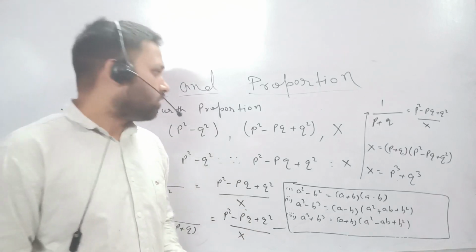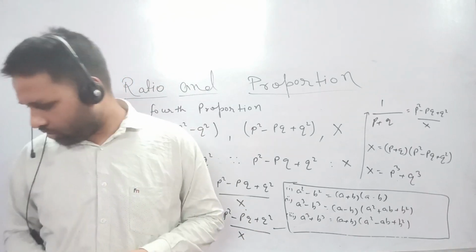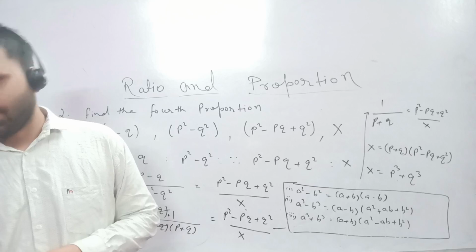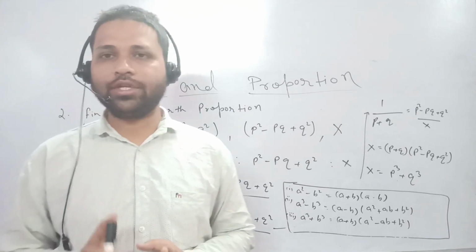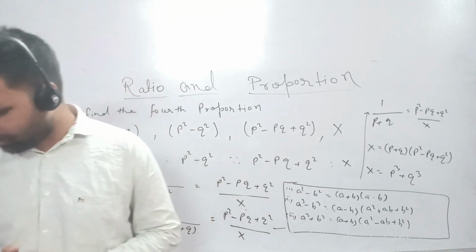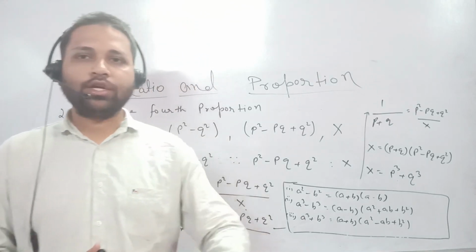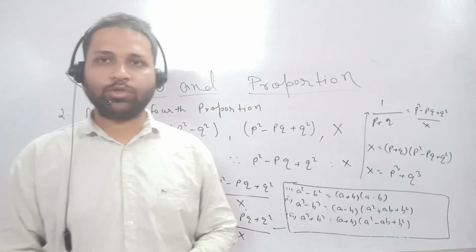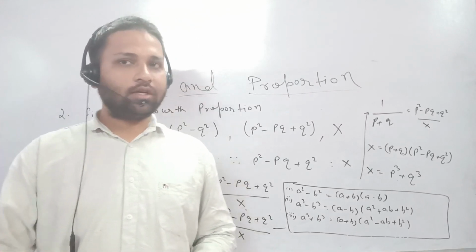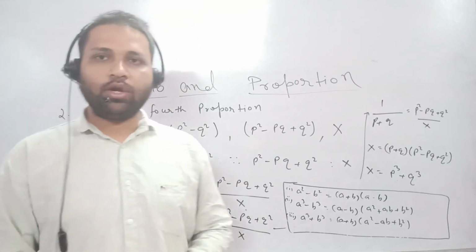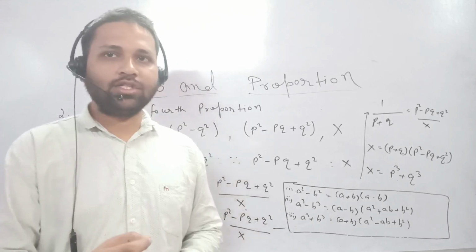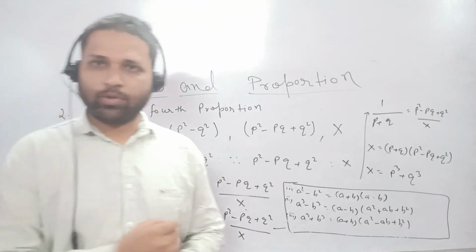Okay, question number 2 is finished. Now we are going to solve question number 3. That is the third proportion. Very important question. Students are confused about what the third proportion is. Only two numbers are given, then they confuse how to find the third proportion. Okay, wait and see how to find the third proportion.